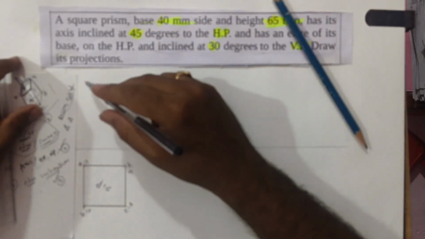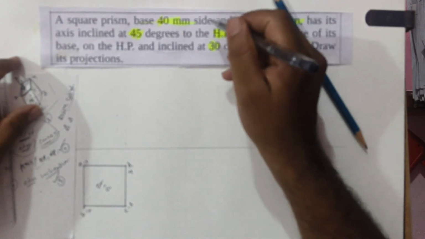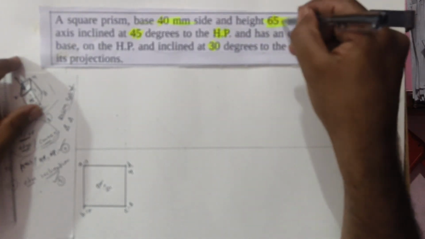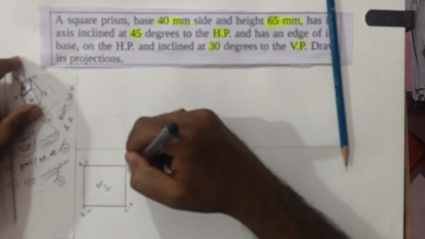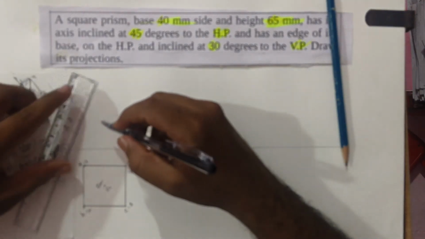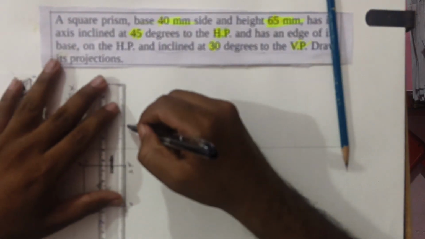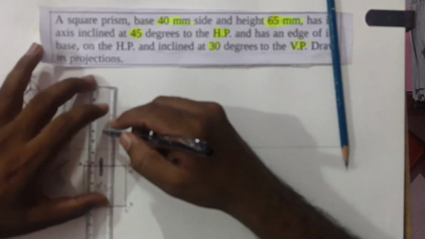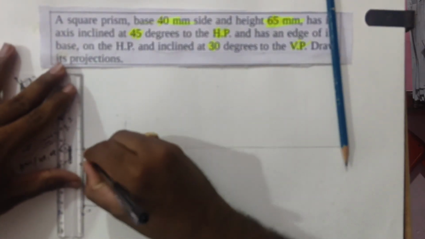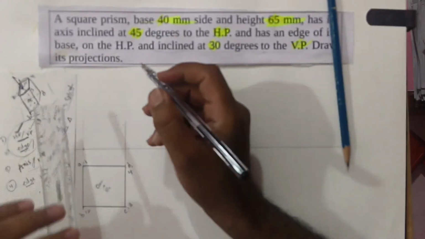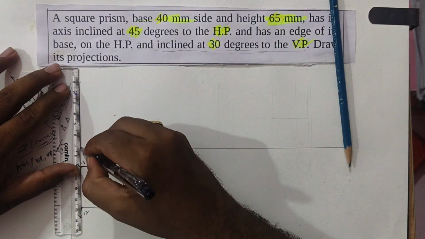I have to draw it as a front view where the height of the rectangle is equal to the height of the prism. What is the height of the prism? 65 mm, and the width of the rectangle is equal to the width of the top view, whatever I have drawn initially. So with this width, I am going to extend the lines, and the height of this particular prism in the problem is 65 mm. We have to draw a line with 65 mm.